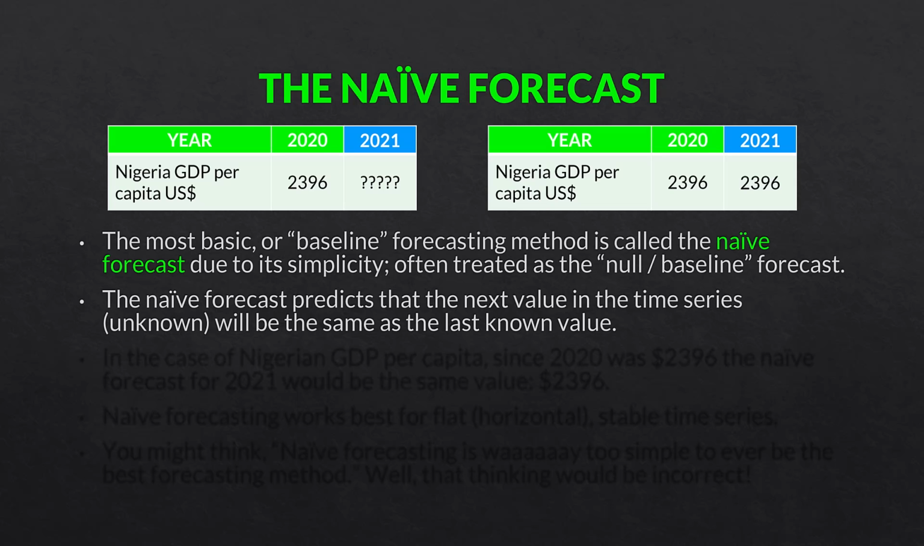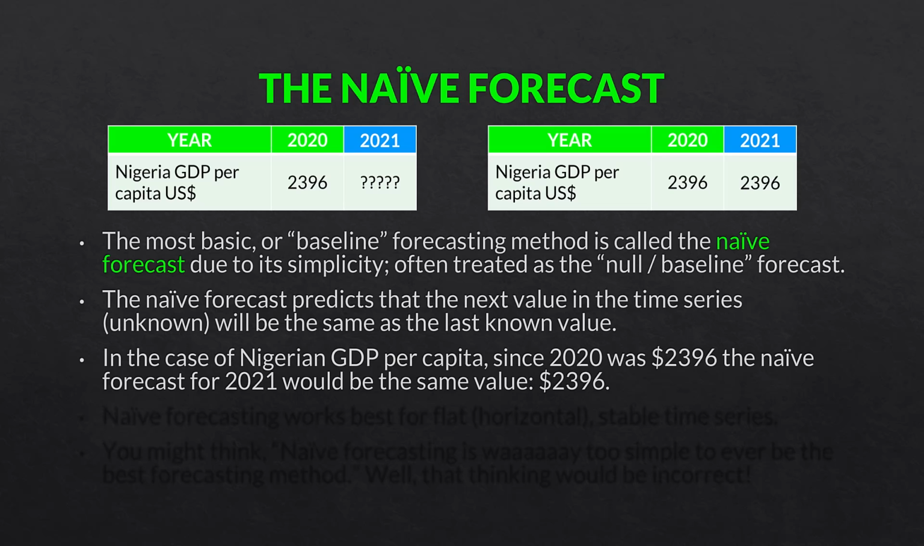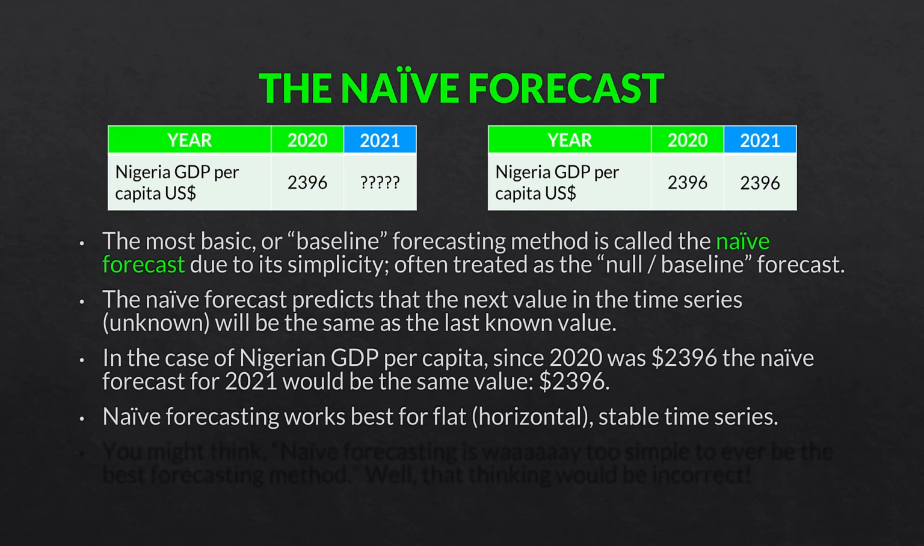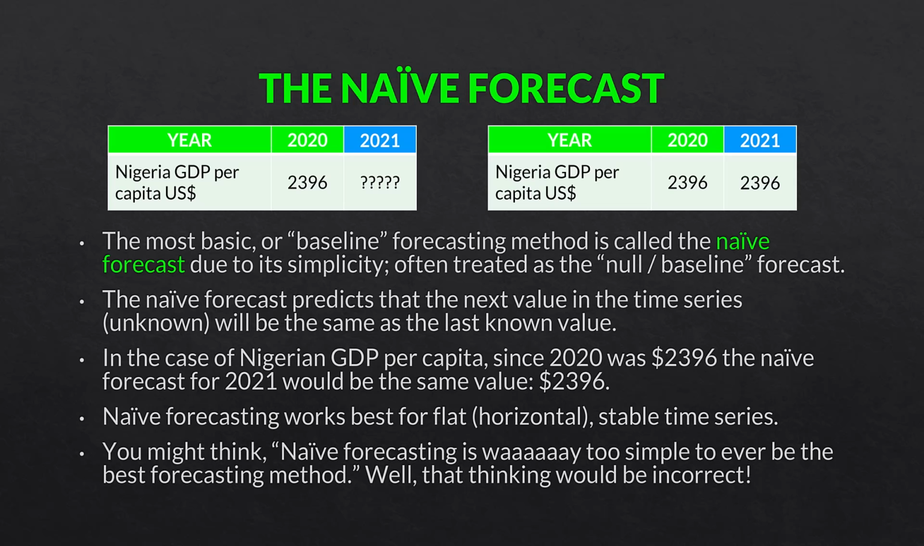That's the naive forecast. Now, in the case of Nigerian GDP per capita, since 2020 was $2,396, the naive forecast for 2021 will be the same value, $2,396. Naive forecasting works best for flat or horizontal stable time series, and we'll see that here in a second. Now you might be thinking, naive forecasting is way too simple to ever be the best forecasting method. Well, that thinking would be incorrect. Just because something is simple does not mean it cannot be the best method.